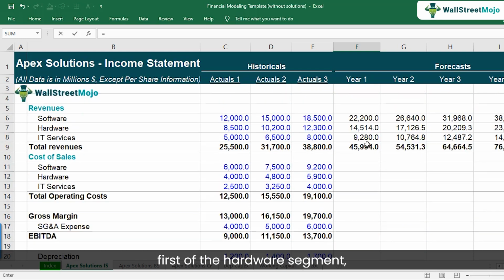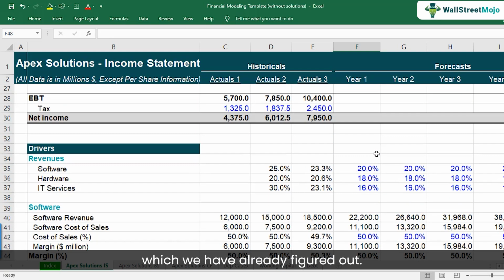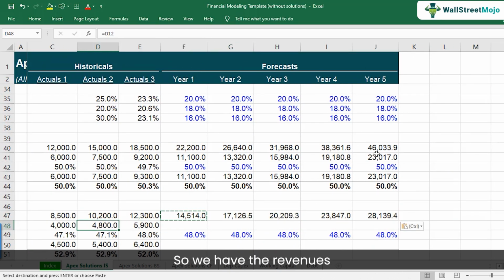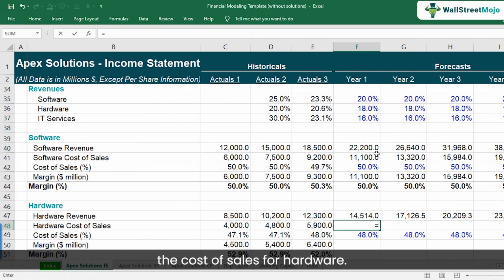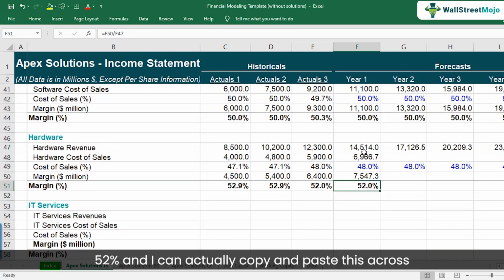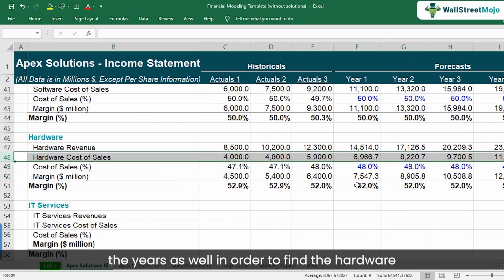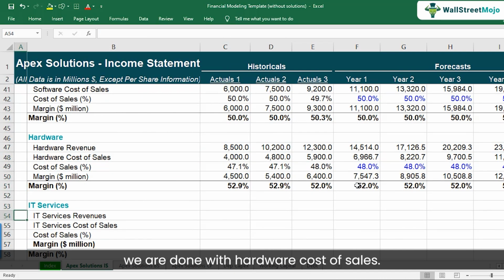Let's link the revenues first of the hardware segment, which we have already figured out. So this is 14,514 for the year one. So we have the revenues and then let's calculate the cost of sales for hardware. This will be 48% of the revenue. This comes out to be 6966.7. Absolute margin, revenue minus cost, and margin in percentage. Here it will be like, okay, so this comes out to be 52%. And I can actually copy and paste this across for all the years as well in order to find the hardware cost of sales, right? So with this, we are done with hardware cost of sales.